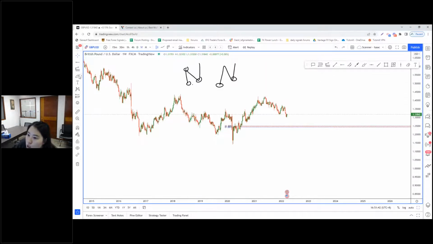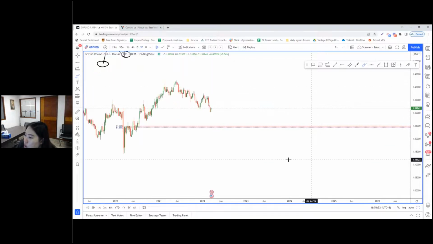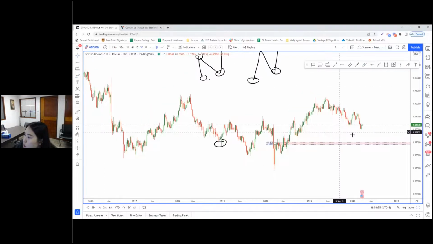Okay, I do see a swing low here in this area. That's the only thing I see. I see a tiny little swing high here. Could be irrelevant, but then again, we are on the weekly charts. Remember, we are on the weekly charts.